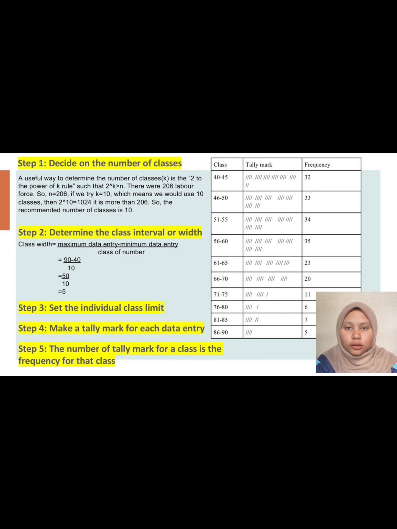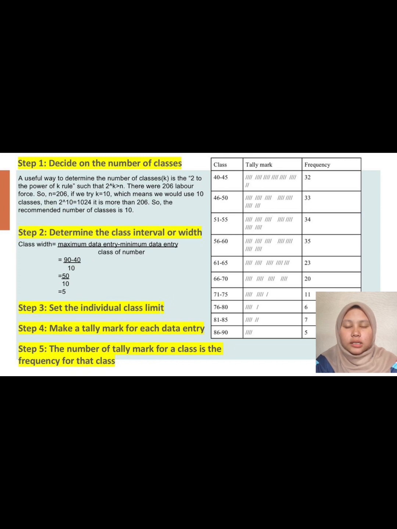As you can see on the slide, the following table shows the labor force by age in Kelantan. There are three types of table that can be used to describe the data. The first one is frequency distribution. There are 5 steps to constructing a frequency distribution.